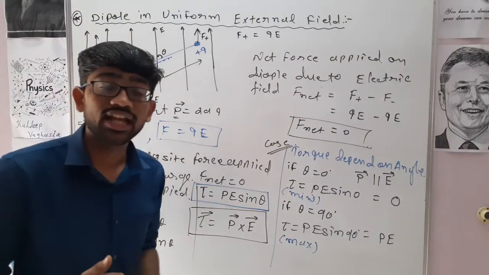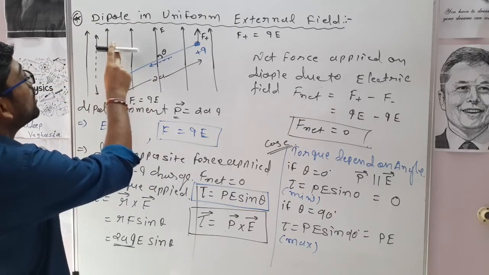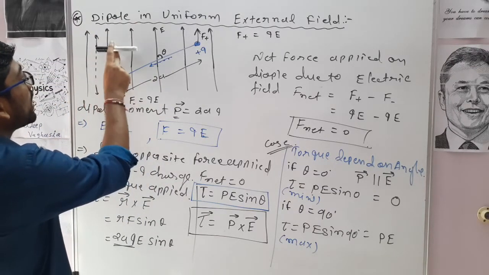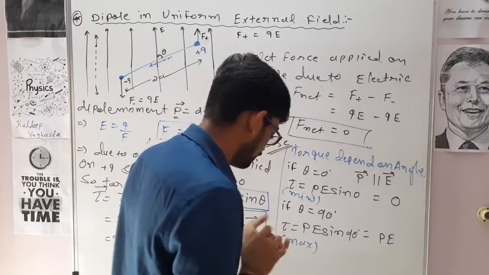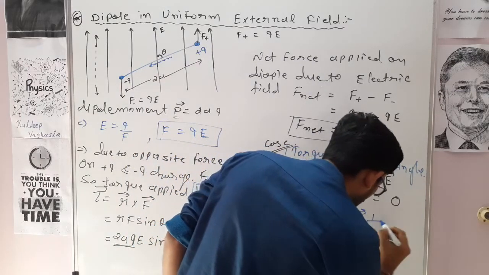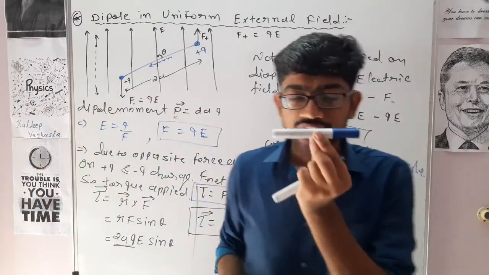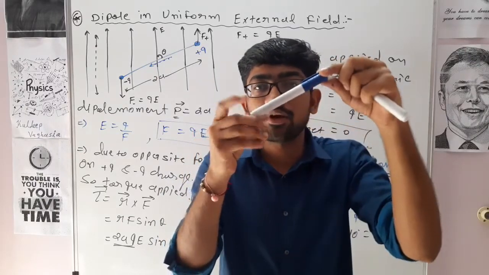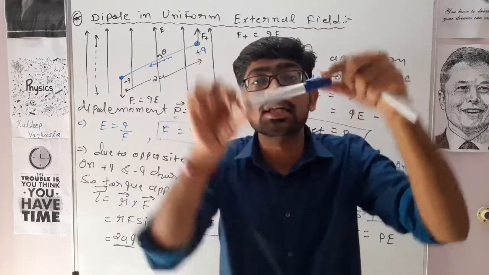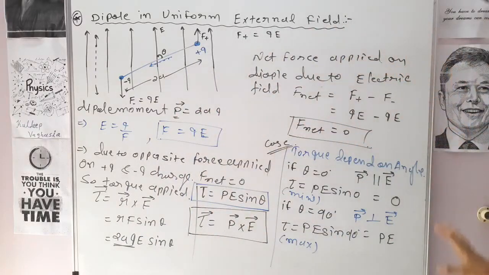So when is maximum torque created? If the electric field is in this direction and the dipole is placed here, it means the dipole moment P and the electric field E are perpendicular to each other, not parallel. So the dipole is like this, the electric field is in the upward direction, so the angle is 90 degrees. Apply one force upward and the other downward, so there is a possibility of maximum torque. The torque is maximum. Yes or no? So this is all about a dipole in a uniform electric field.